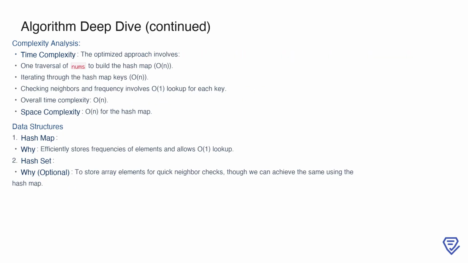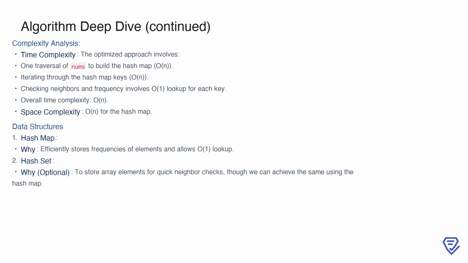The optimized approach significantly reduces the time complexity compared to the brute force method. Constructing the hash map requires a single traversal of the array, which is O(n). Iterating through the hash map keys also takes O(n), as each key is processed once. Checking the frequency and neighbors for each key involves O(1) operations, thanks to the efficiency of the hash map.